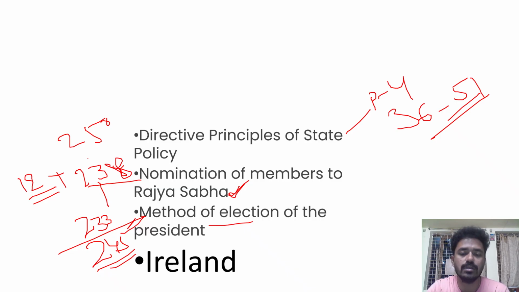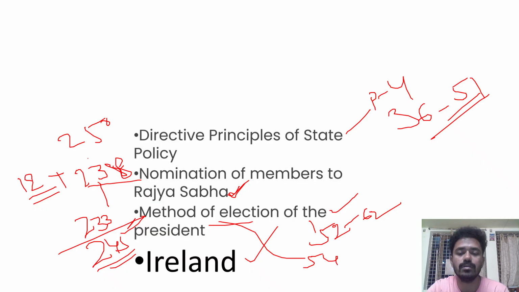The presidential elections method is borrowed from the Irish Constitution. Presidential articles, article 52 to 62. The article dealing with the method of election of the president is article 54.